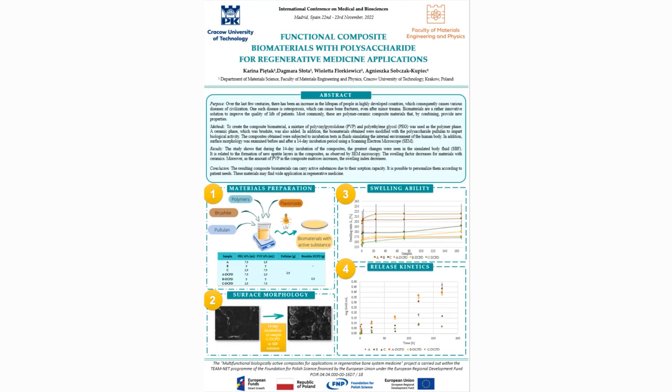The aim of this study was to obtain composite biomaterials with a polymer matrix, with a ceramic phase as a carrier for the active substances, by photocross-linking under an ultraviolet lamp. Additionally, the biomaterials were modified by the addition of polysaccharide and flavonoids.